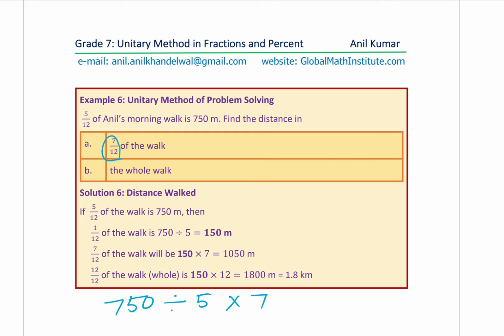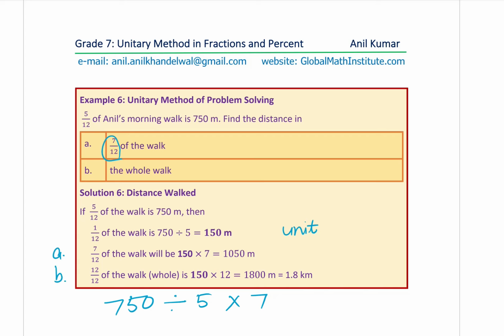So 5/12 of the walk is 750 meters. 1/12, find a unit rate, right? So unit, 1/12 of the walk will be, we'll divide by 5, get 150. 7/12 is what is required. So when you multiply 150 by 7, you get your answer 1050. That is how we're going to do it. So that is how you'll do part A.